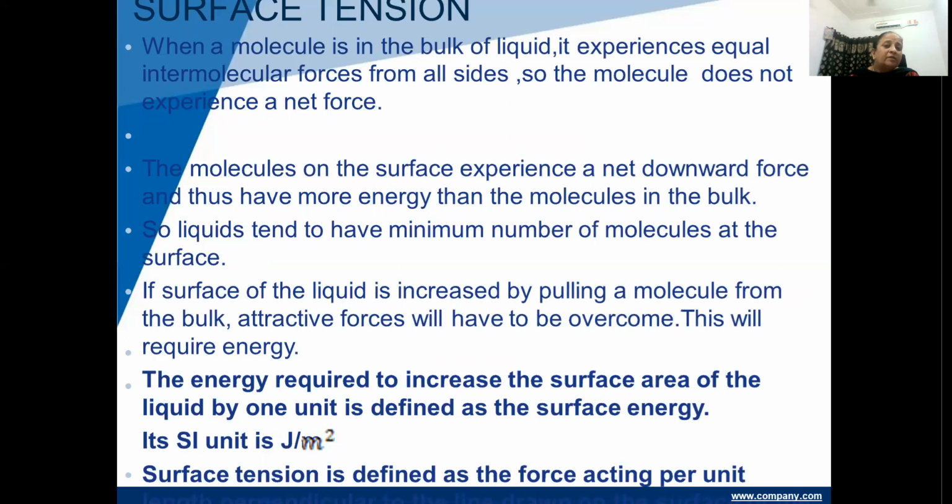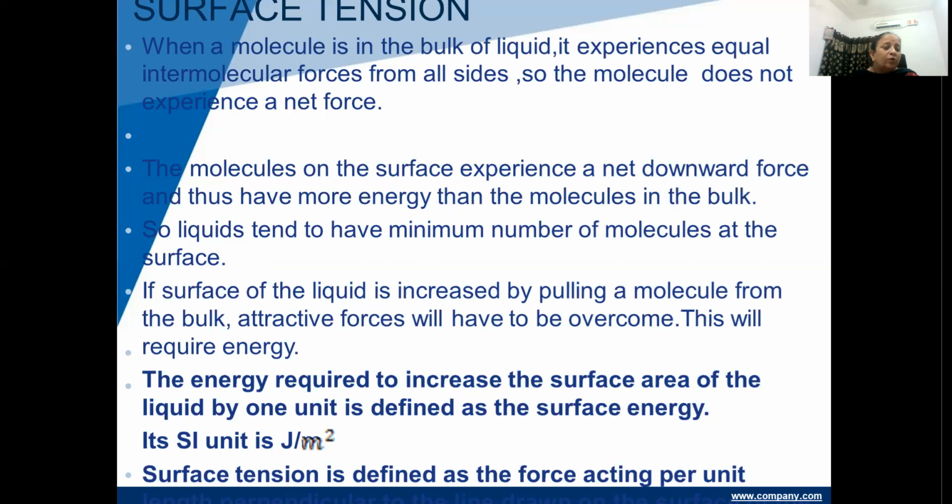The next property of liquids is surface tension. Before we define surface tension and surface energy, let's look into the cause of surface tension. Why do the surfaces of liquids behave as stretched membranes? When a molecule is in the bulk of the liquid, it experiences equal intermolecular forces from all sides.